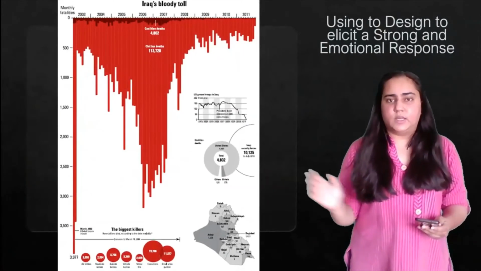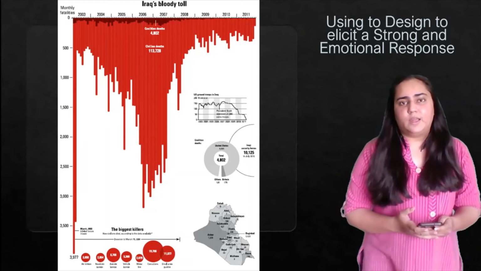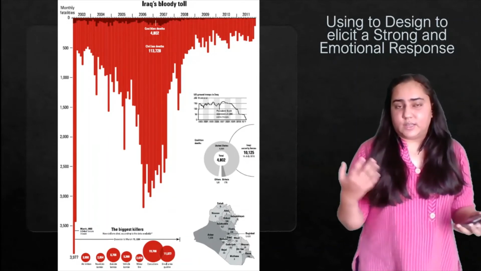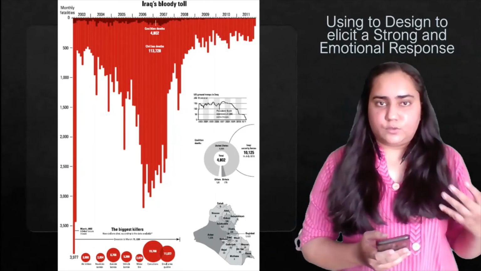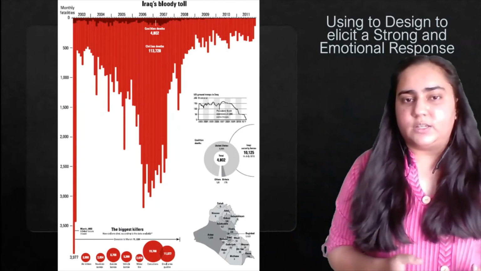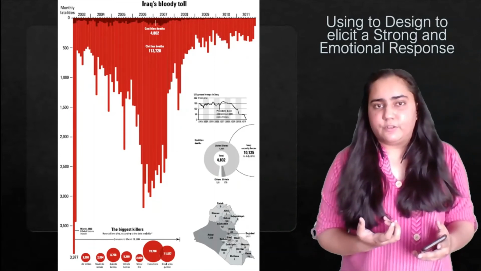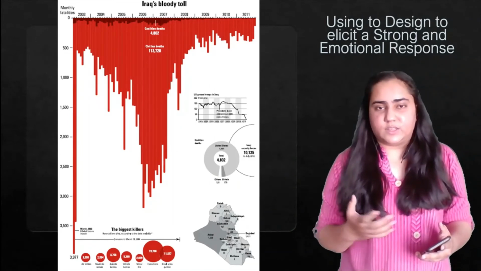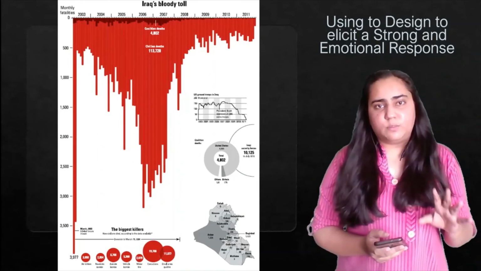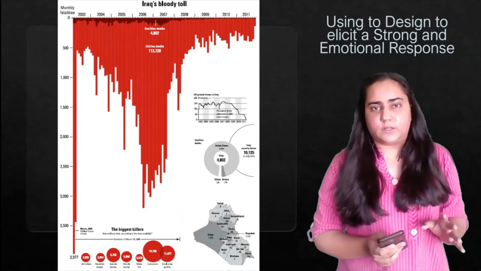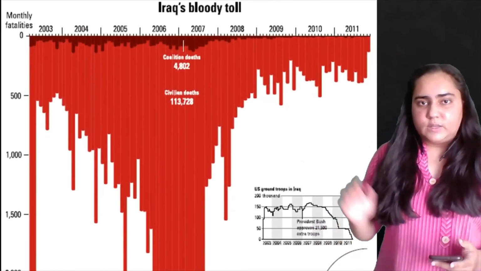So take a look at this. This design right here looks like a lot of blood. Now there's a reason why it looks like that, because this is about a country called Iraq and its bloody toll. That's the title. So you can see even the title itself is not something very straightforward. It's given in this manner. And I can just zoom in on some part of this graph and explain it to you properly. So now you can see what exactly it is.